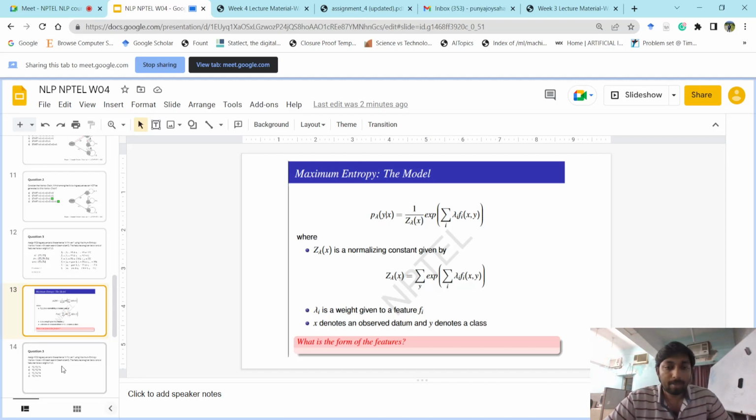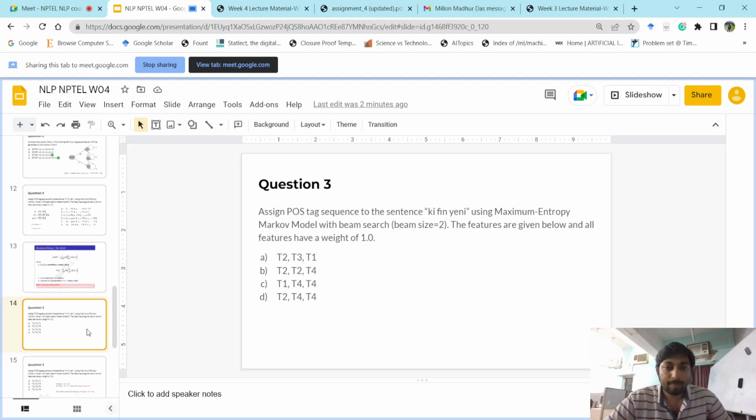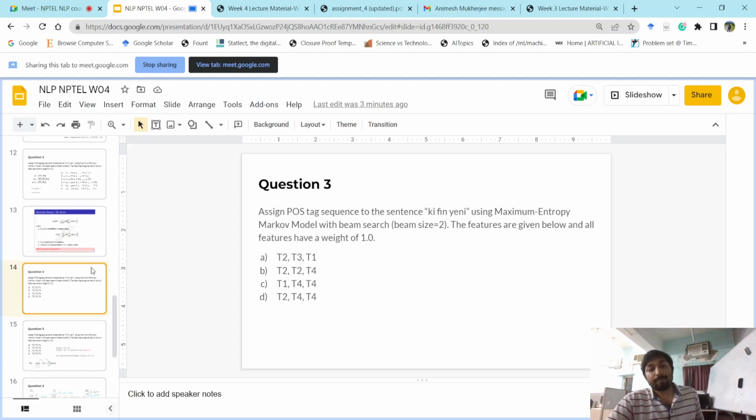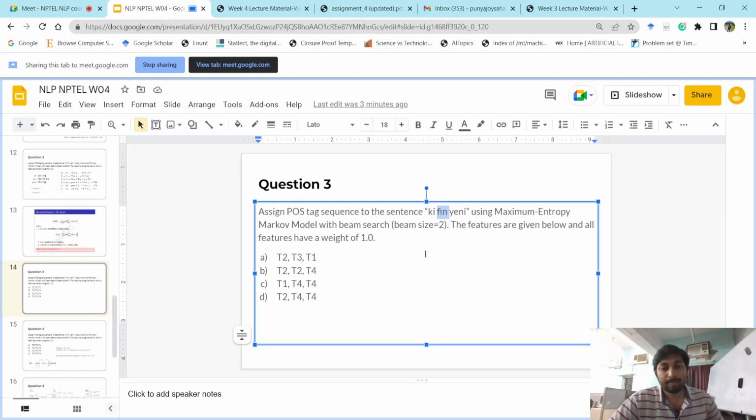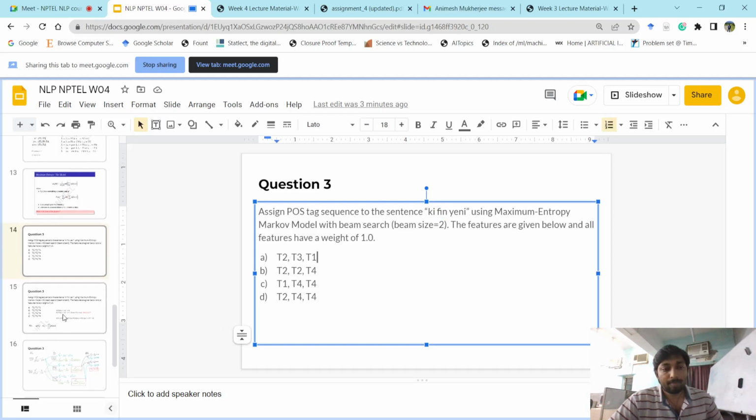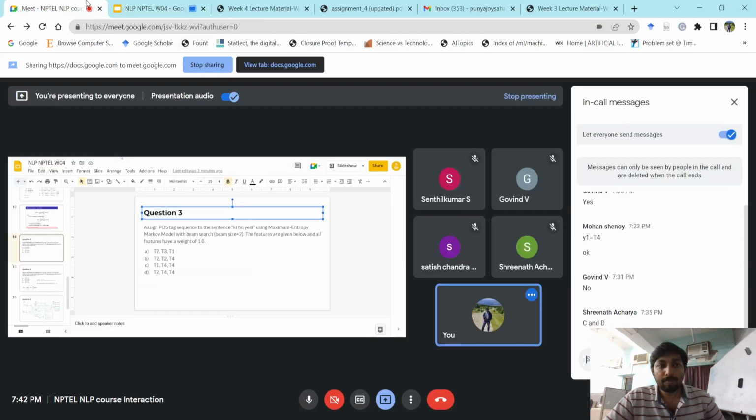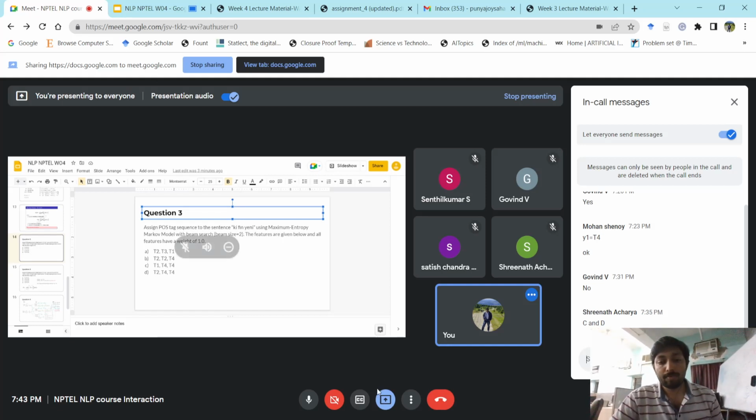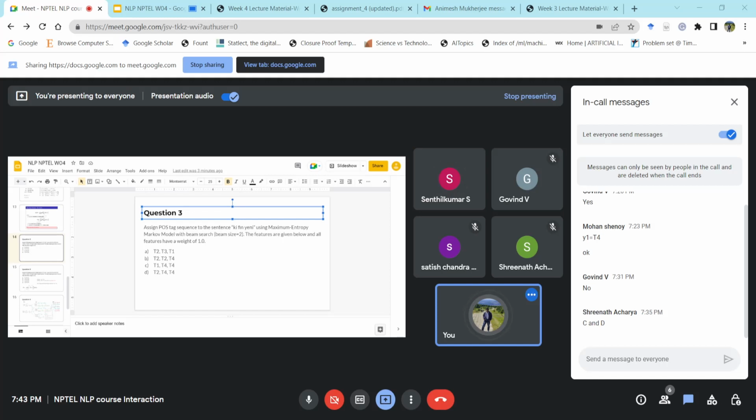So now we have to calculate what will be the possible POS tags for this equation. Yeah, so let us try to find.